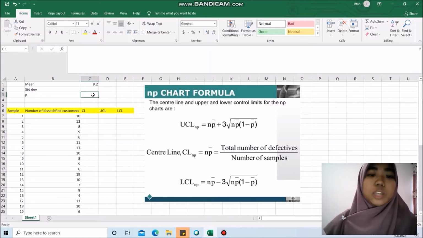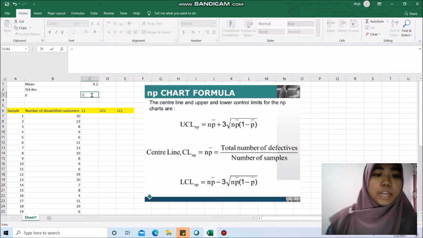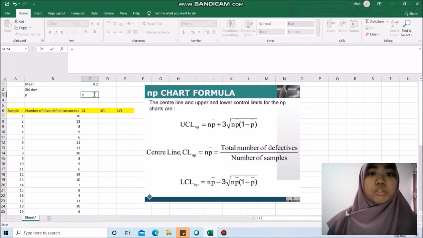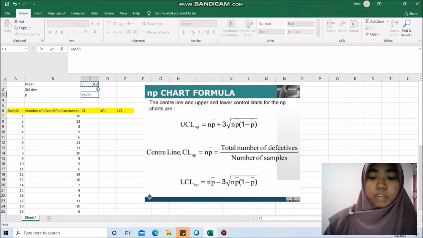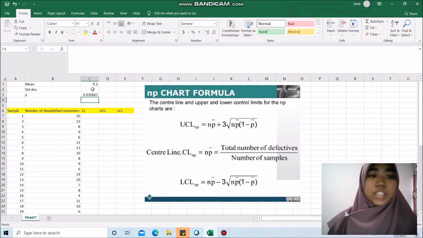As we can see here, the center line value is equal to NP bar. So if we want to find the value for P bar, we need to divide the mean by the sample size. This is the mean, and we log the value by pressing F4 and divide it by the sample size, which is 300. After that, we already have the P bar value, right?